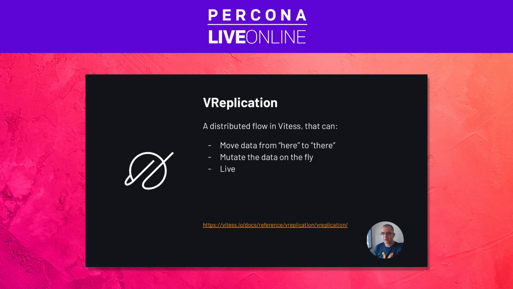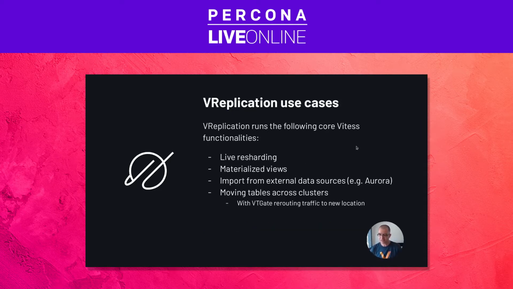And today we want to talk about VReplication, a core component in Vitess, a distributed flow in Vitess, which allows us to move data from here to there, from one location to another. Some common use cases are live resharding. Vitess is able to live reshard your sharded environment while still routing the queries appropriately. Or to create a materialized view, or to import your data from an external data source, or to move a table from one cluster to another, again, live.